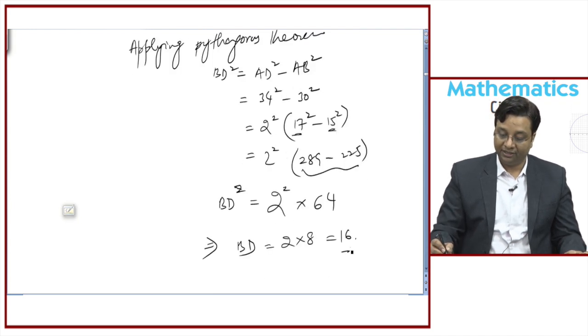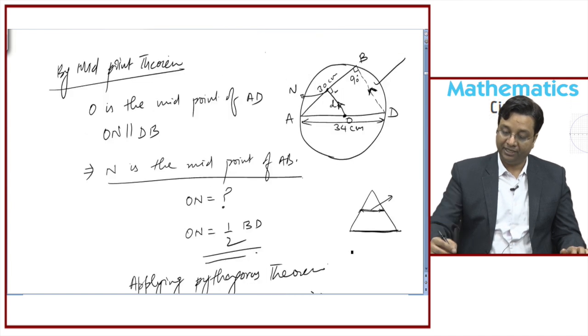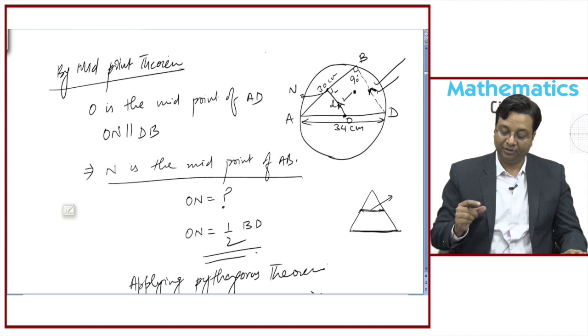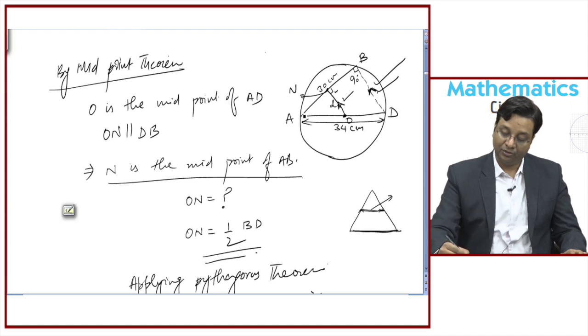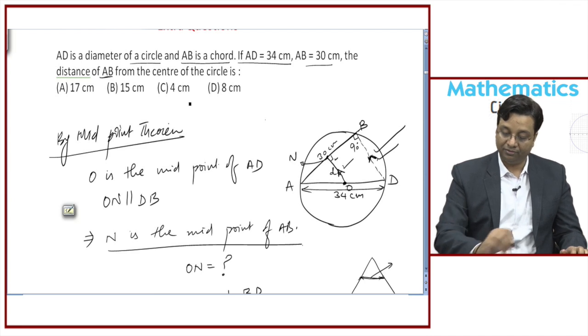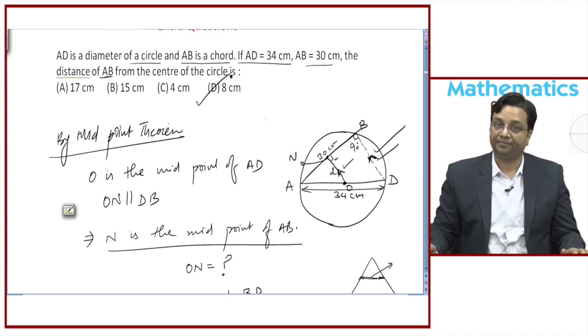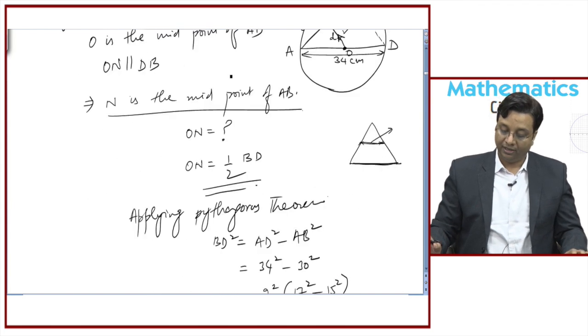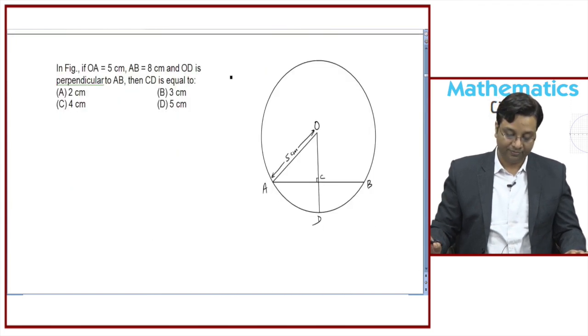And if BD is 16, we are looking for half of BD, that is the distance between the center and chord AB, right? So ON is half of BD, which is 8 centimeter. I hope you have got this question. Let us look at the next one.